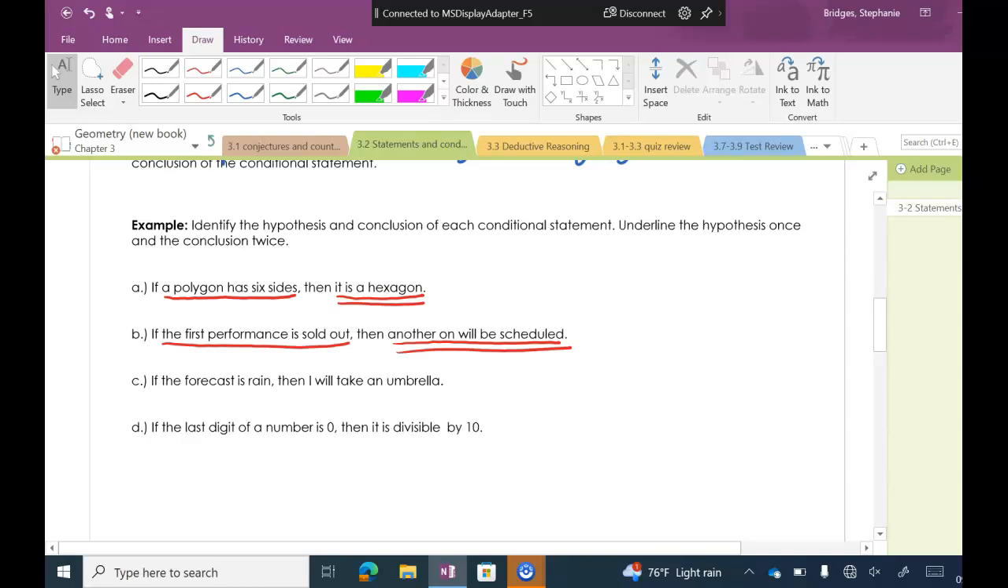What's my hypothesis for C? The forecast is rain, so that gets underlined once. And then my conclusion is? I will take an umbrella. Okay. And then for D, if what? Then it is. There you go. That's not hard stuff, right? So in your homework, I believe that's the first thing you'll have to do: underline the hypothesis and the conclusion. All right. Flip it over.